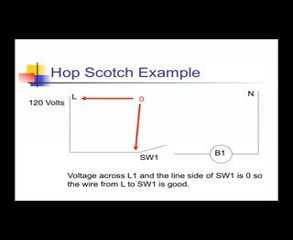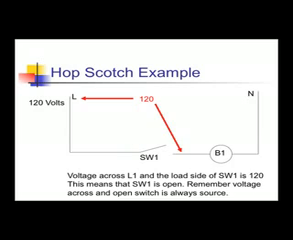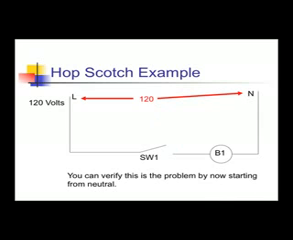An example of this: we check the voltage across L1 and N. That's 120. We know we have power to the circuit. If we didn't, we'd have to find out why. Now, leaving the lead on L1, we go from L1 to the line side of switch 1. Again, line side of the switch is towards the source. In this case we get 0 volts, so the wire from L1 to S1 is good. Voltage across L1 and the load side of switch 1 is 120. Right there we found an issue. Switch 1 is open. Remember, voltage across an open switch is always source.